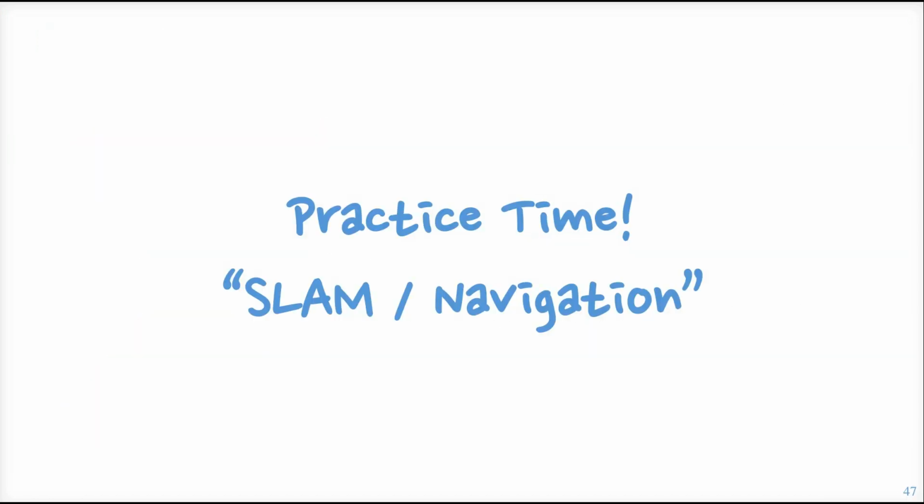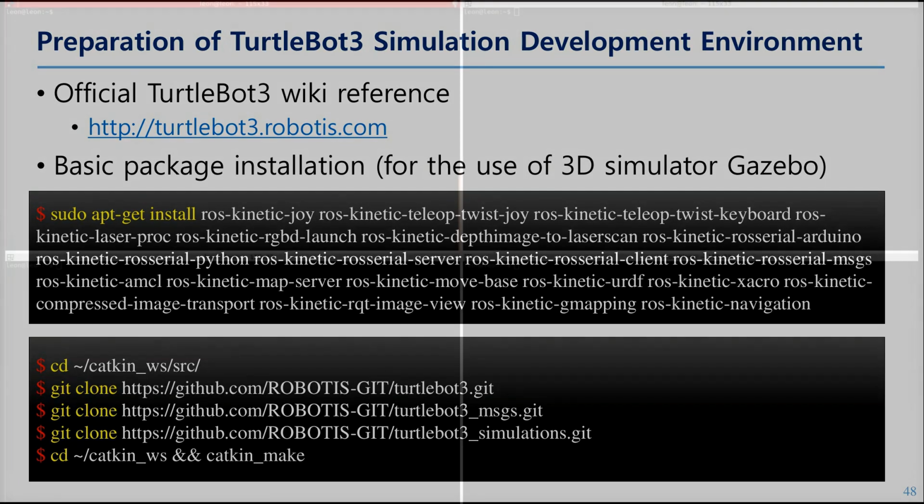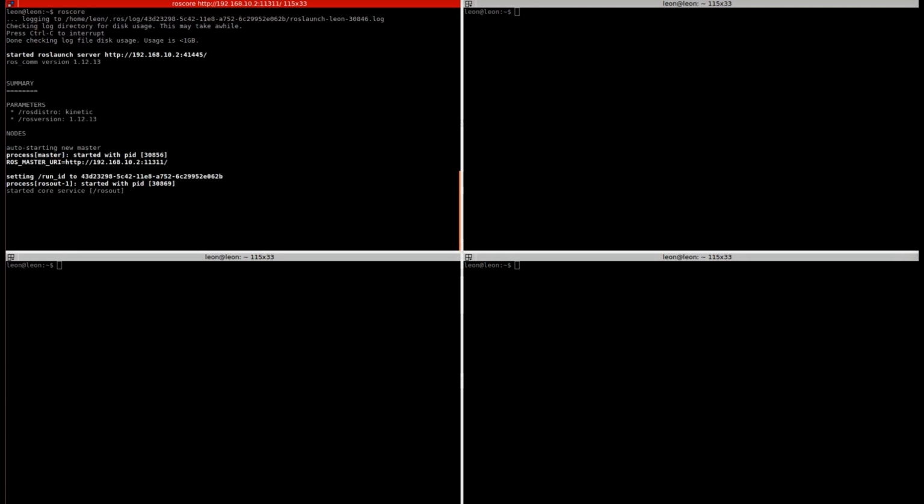So from now, we'll run the robot with the SLAM and navigation packages in RViz. The dependent packages for SLAM and navigation are the following. Please make sure you have installed them well. At first, run the ROS core. Make sure every time that you run the ROS core before running the nodes.